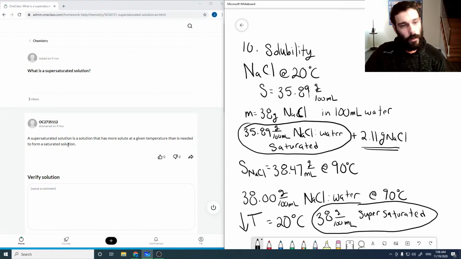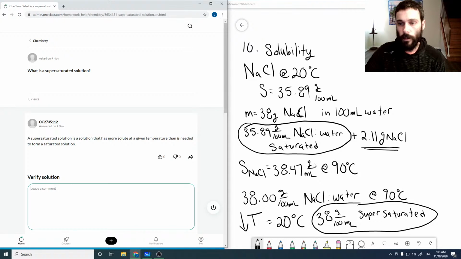So the answer here is a supersaturated solution is a solution that has more solute at a given temperature than is needed to form a saturated solution. So you're past your saturation limit or your solubility for the solute in the liquid. So that looks good.